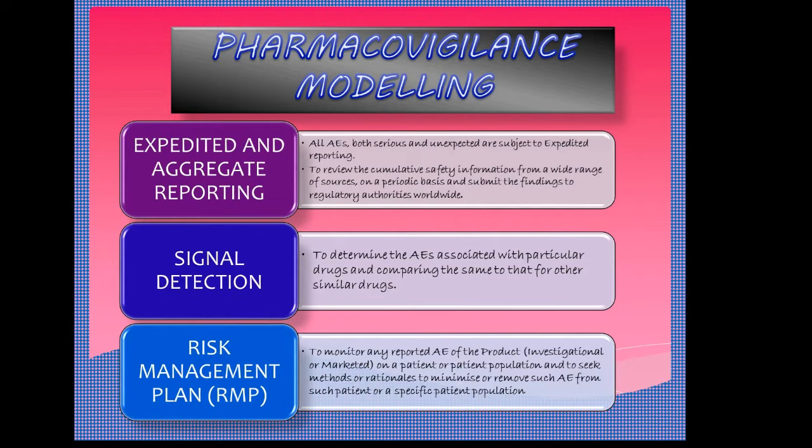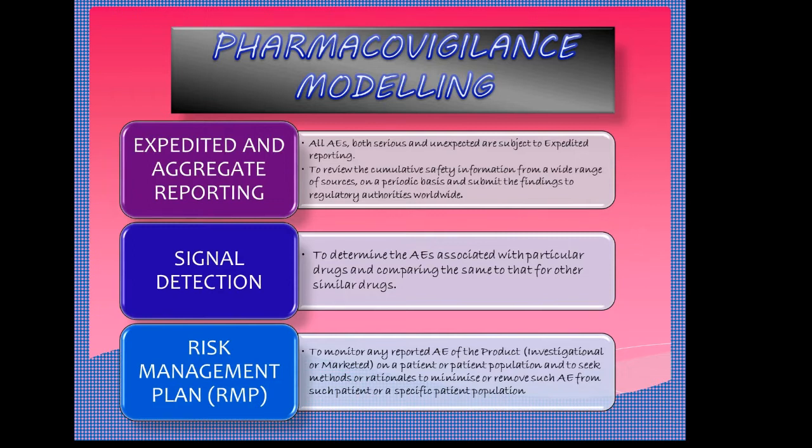Now, elaborately, how is reporting done? Expedited and aggregate reporting. All adverse events that are both serious and unexpected are subjected to expedited reporting. Means if any serious adverse event has occurred, what a serious adverse event is we have already discussed in our previous videos. You can refer back to our first video, adverse drug reaction part 1, where what the serious adverse events are, and on what basis an adverse event is considered serious, has been explained clearly. So if a person experienced a serious adverse event, then it should be reported expedited, means immediate reporting should be done.